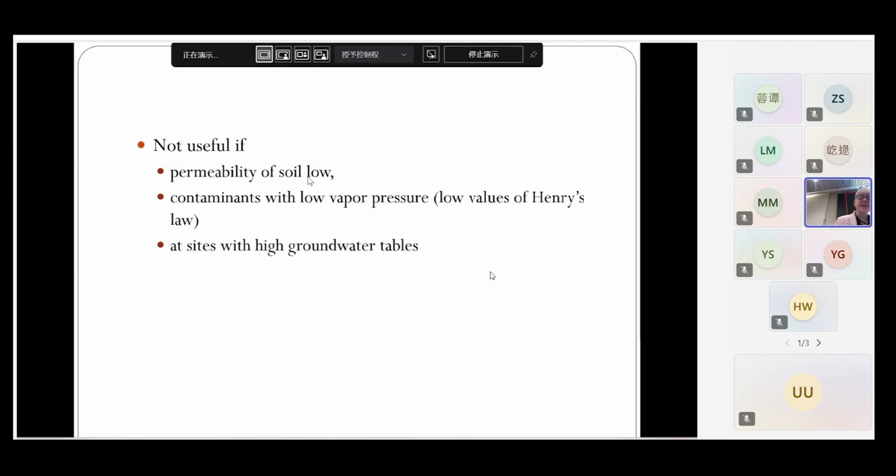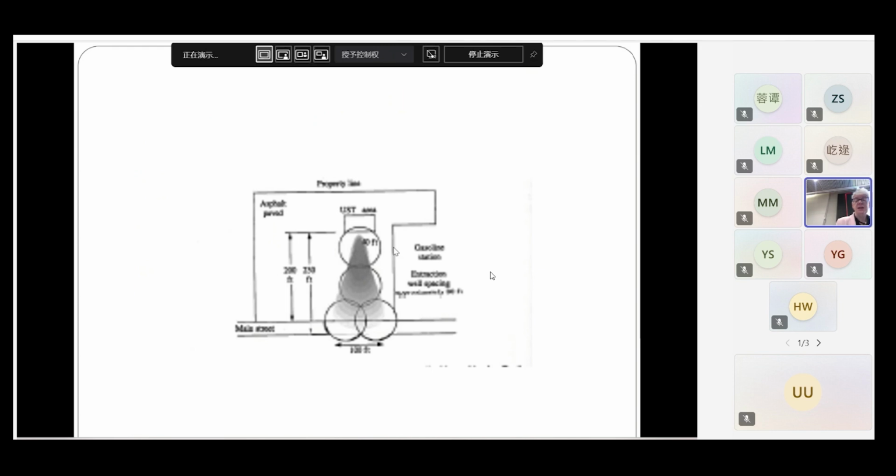So you need a high permeability soil. You need highly volatile contaminants and fairly low groundwater levels. So this is blurry, but this gives you an idea. If your contaminant plume looks something like this, you could set up about 4 different wells and do the soil vapor extractions at these 4 different wells and be able to cover most of the area that's covered by the plume.